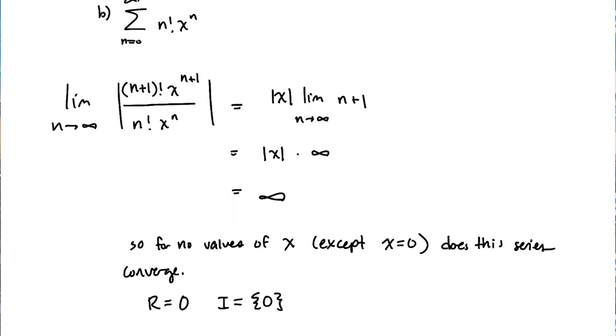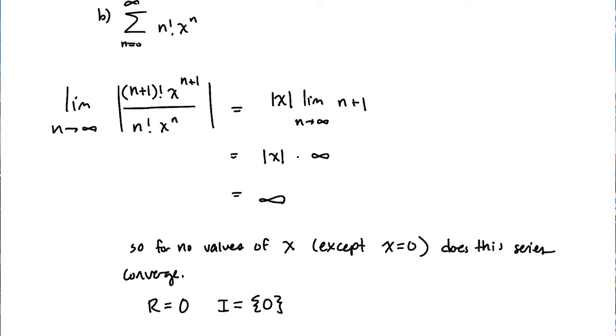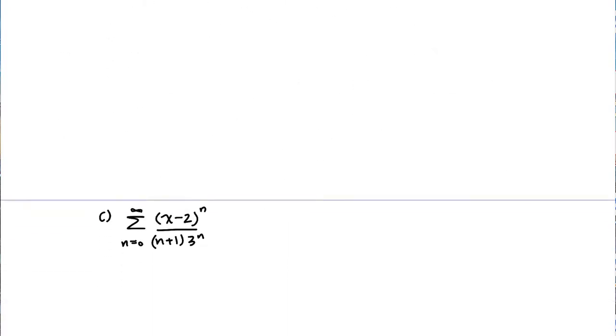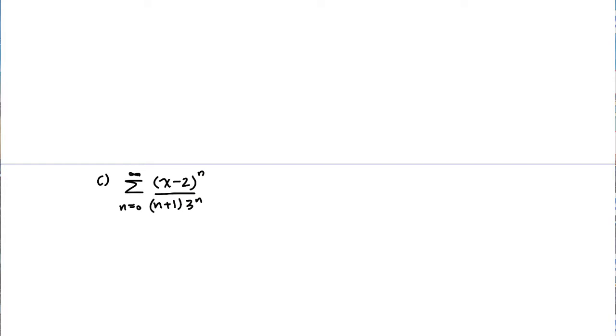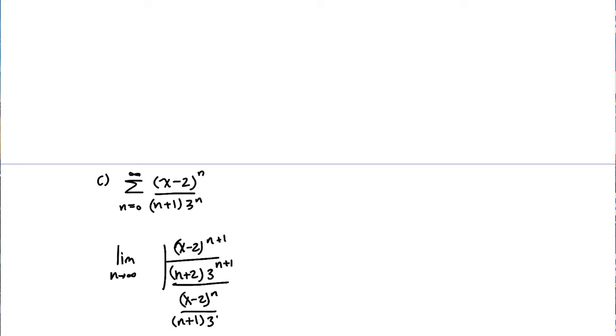Okay, let's look at another example. So we've seen one example where we had an infinite radius, one example where our series only converged at x equals 0, and now we'll take a look at another example. So for this one, we have x minus 2 to the power of n over n plus 1 times 3 to the n, and applying our ratio test, I have the absolute value of x minus 2 to the n plus 1 over n plus 2 times 3 to the n plus 1, over x minus 2 to the n over n plus 1 times 3 to the n.